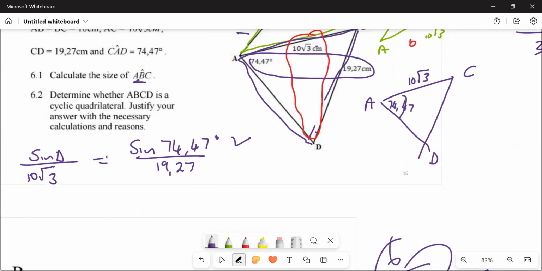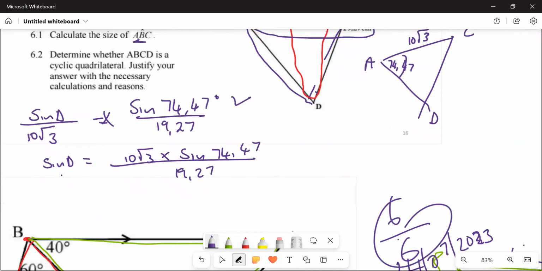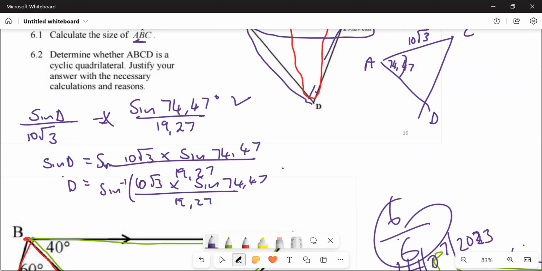I want T, meaning cross multiply. If you cross multiply here, it says which the sine of T is going to be given as 10 root 3 multiplied by the sine of 74.47 all over 19.27. Again, now if you round off this thing, you are going to have D, which is going to be given as the sine arc, again, multiplied by the sine of 74.47 all over 19.27.